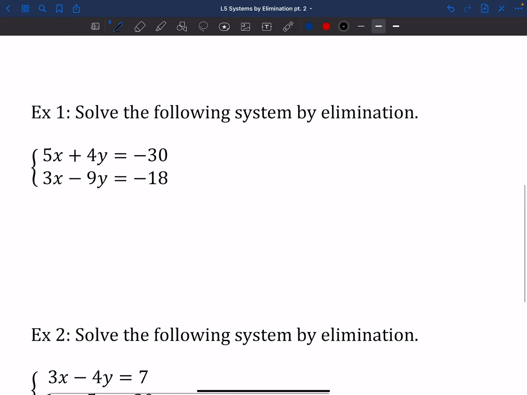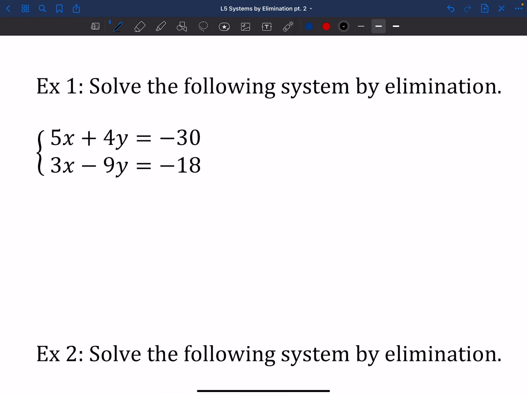First problem on the back here. We want to solve this by elimination. So first things first, I'm going to look at the coefficients. I've got a 5 and a 3 for the x's, and a 4 and a negative 9 for the y's. None of those match up. The 5 and the 3 don't match, and the 4 and the 9 don't match. So we're going to have to multiply to make them have similar coefficients.